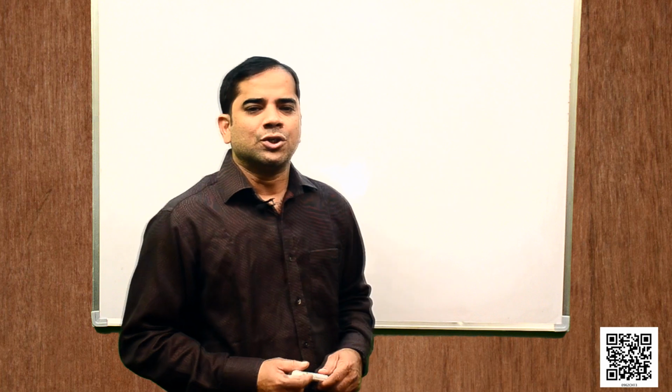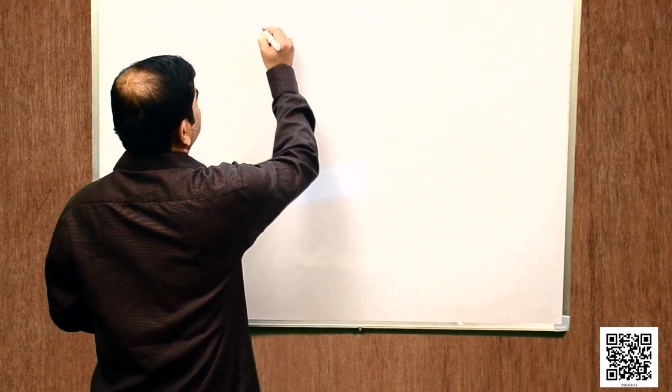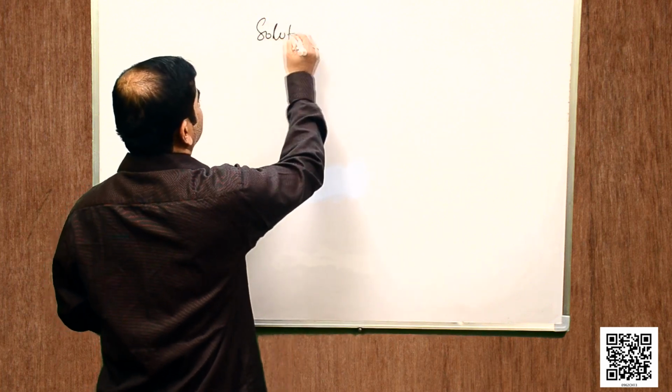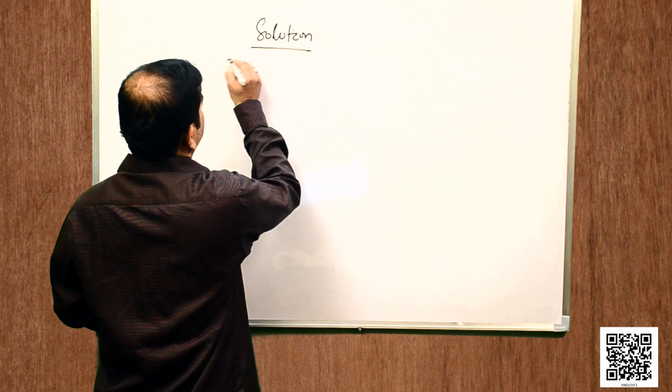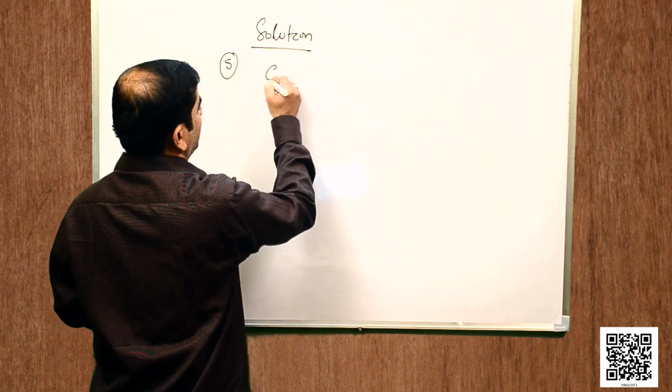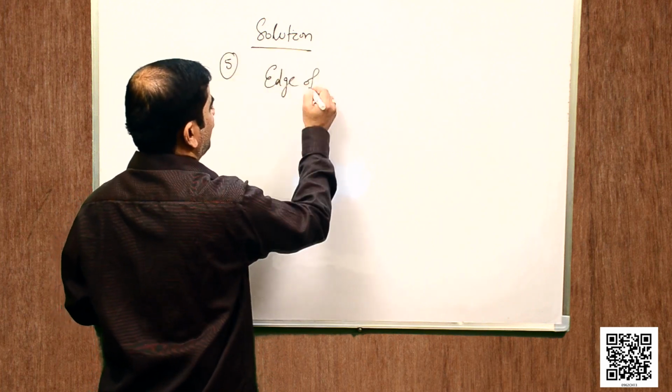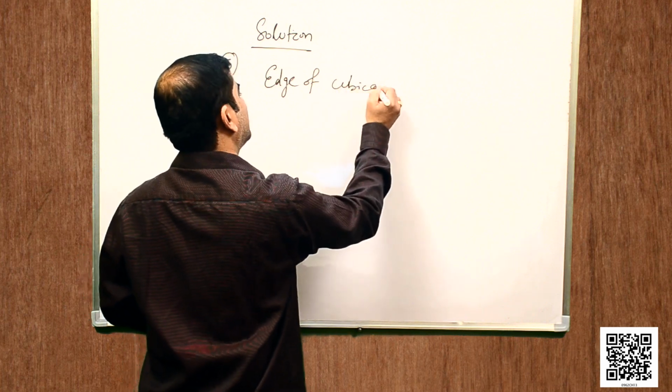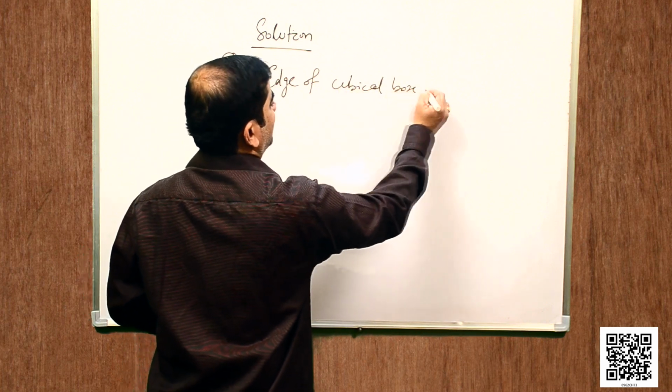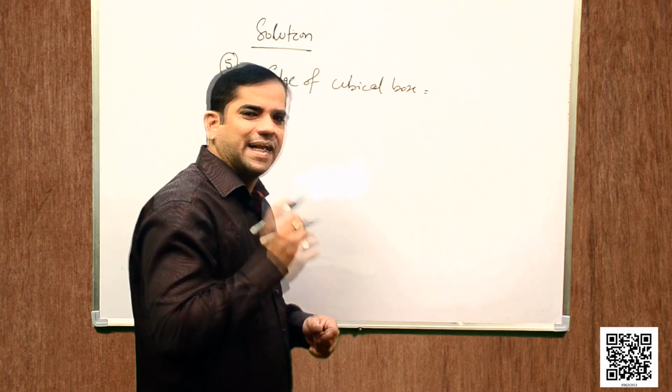Okay. So students, given the edge of the cubical box, the edge of the cubical box is equal to 10 centimeter.